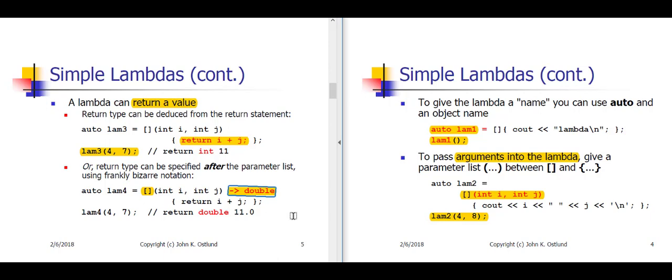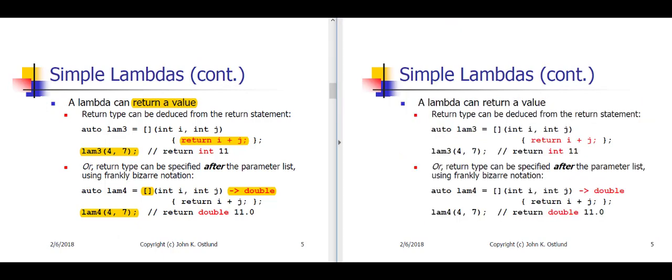lam4 here, just like lam3, takes 2 int arguments that we're calling i and j, and it computes i plus j, but the value is going to be returned as a double instead of as an int. Alright, so when I call lam4 with the ints 4 and 7 as arguments, the return value that comes back from that is the double 11.0.